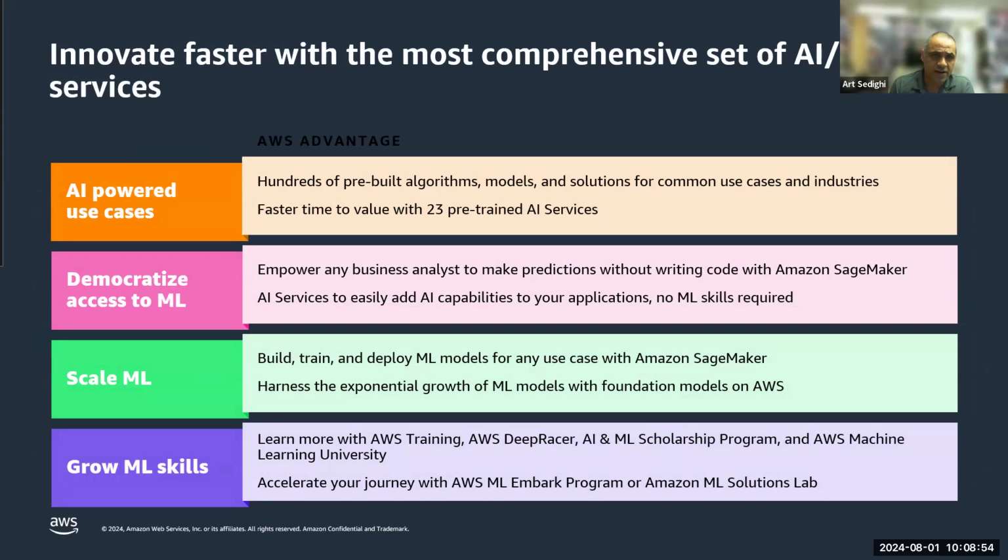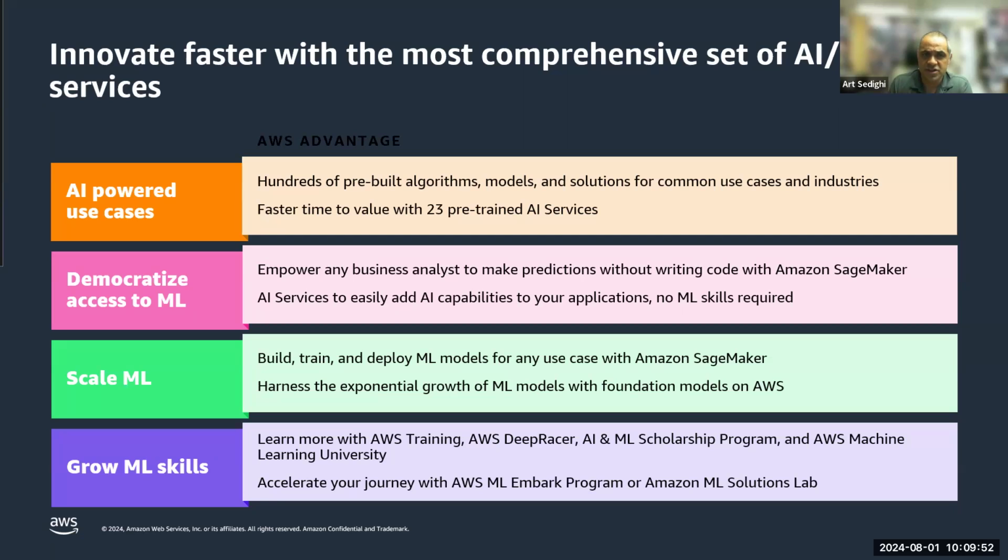Let's talk about our 4 key areas where AWS is helping deliver that set of innovation. First, AWS enables AI-powered use cases with hundreds of pre-built algorithms, models, and solutions for common use cases and industries, and delivers these at a faster time to market with 23 pre-trained services like Amazon Personalize, Amazon Kendra, and Amazon Monitron. Secondly, at AWS, we're working to democratize access to ML and make ML accessible to more people. With Amazon SageMaker Canvas, AWS empowers any business analyst to make predictions without writing any code. With our AWS AI services, you can easily add AI capabilities to your applications with little or no machine learning skills.